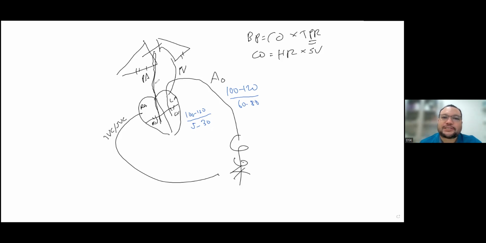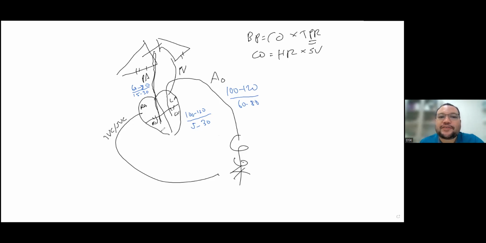How about PA pressure? Tadi kita tengok AO pressure, aorta punya pressure. PA pressure berapa? So PA pressure lebih kurang I would say 60 to 80 systolic. Diastolic berapa? Diastolic tak tinggi. Diastolic actually around 15 to 30, lebih kurang. These are all ballpark numbers. So this is PA pressure.